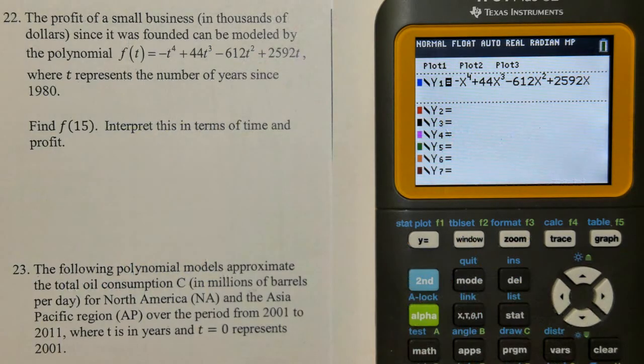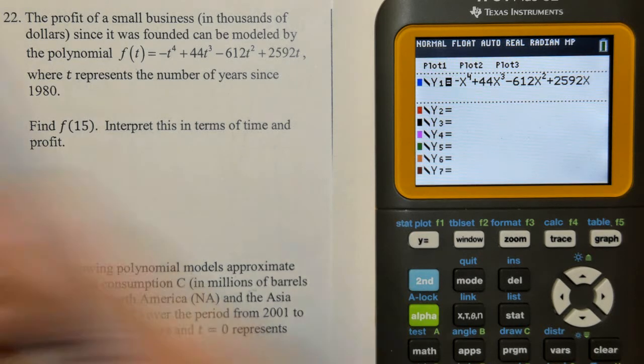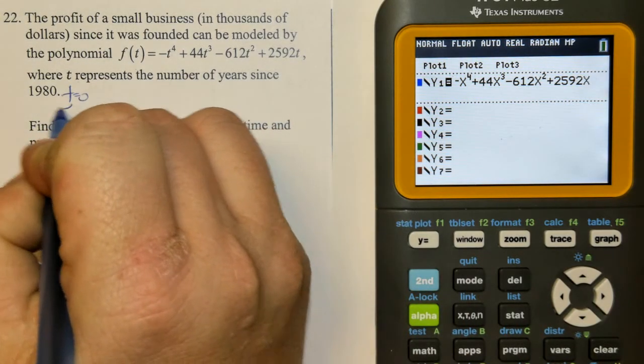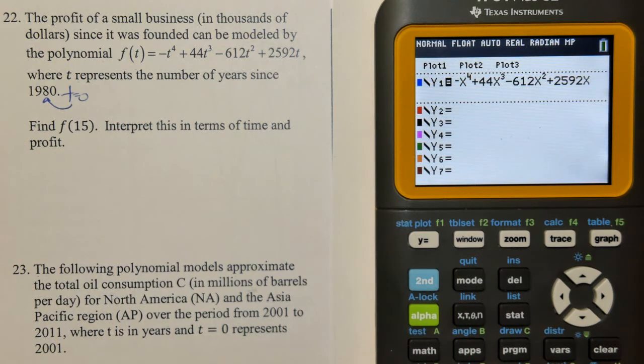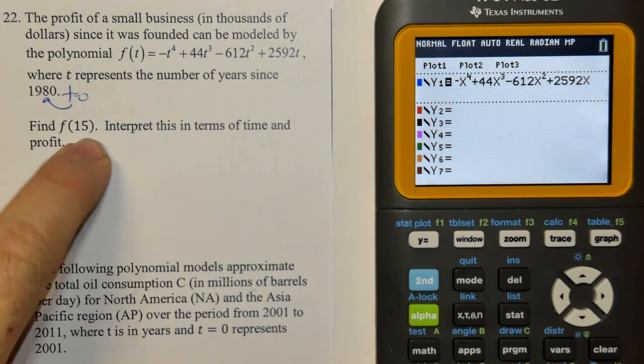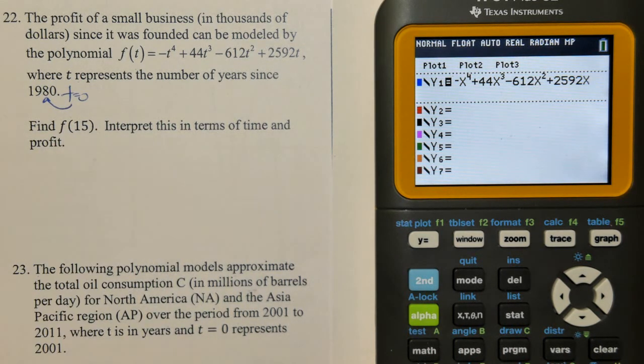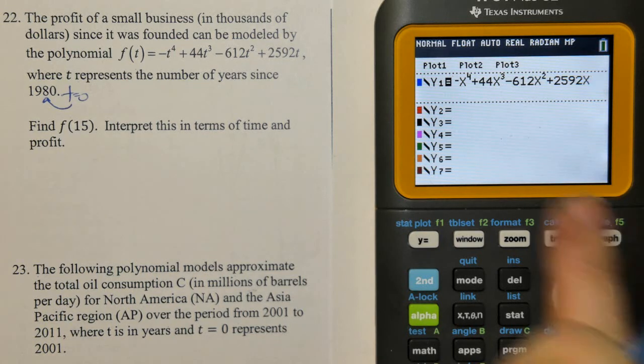Number 22, it says the profit of a small business in thousands of dollars since it was founded can be modeled by the following equation, where T represents the number of years since 1980. So when T is 0, you're at 1980. When T is 1, it's 1981. So find 15, and then what does this mean in terms of time and profit? So here's my equation.